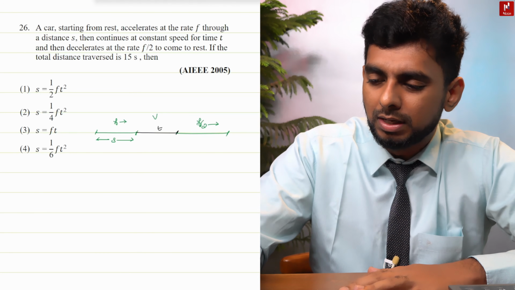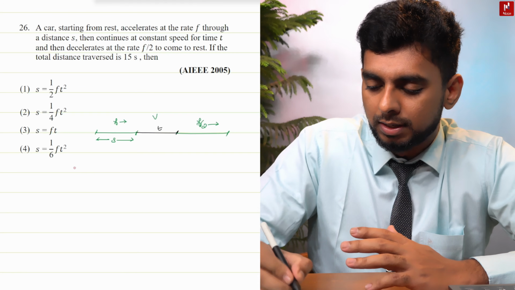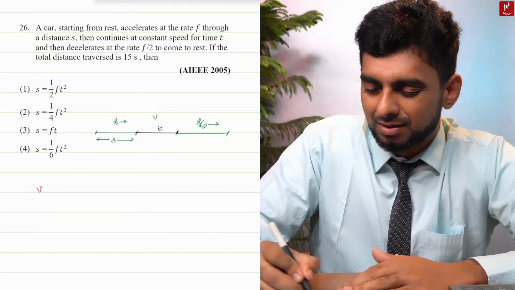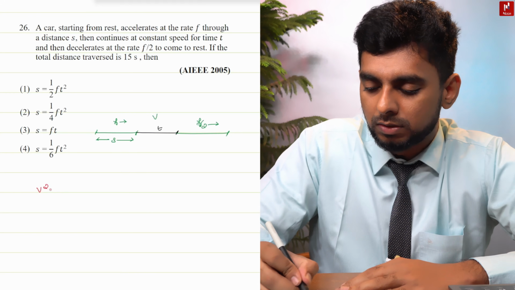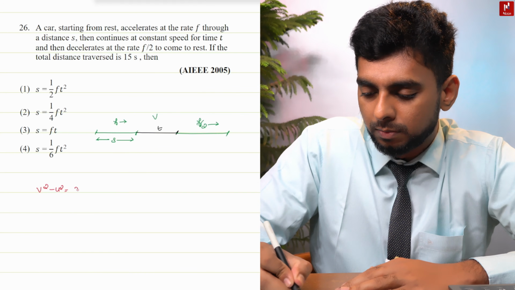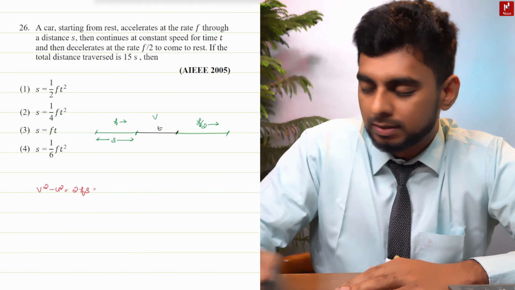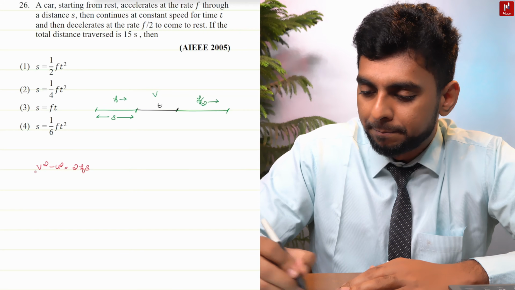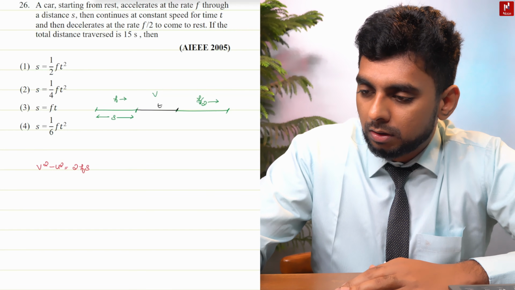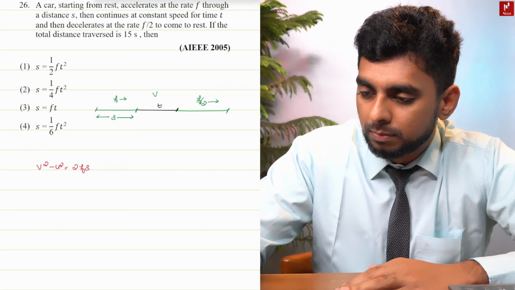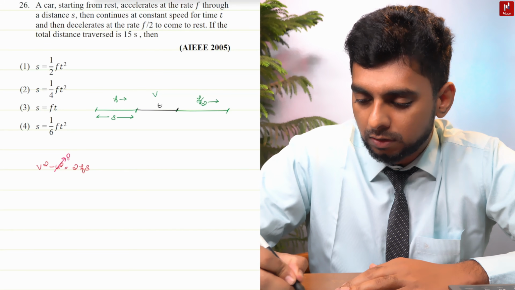Let me use the equation. The equation that I'm going to use over here is v square minus u square, isn't it? That's going to get you the relation between the velocity and the displacement. So v square minus u square is going to be 2fs. Got it? Over here, the final velocity was v. So the initial velocity will be 0, isn't it? The initial velocity was 0 over there.